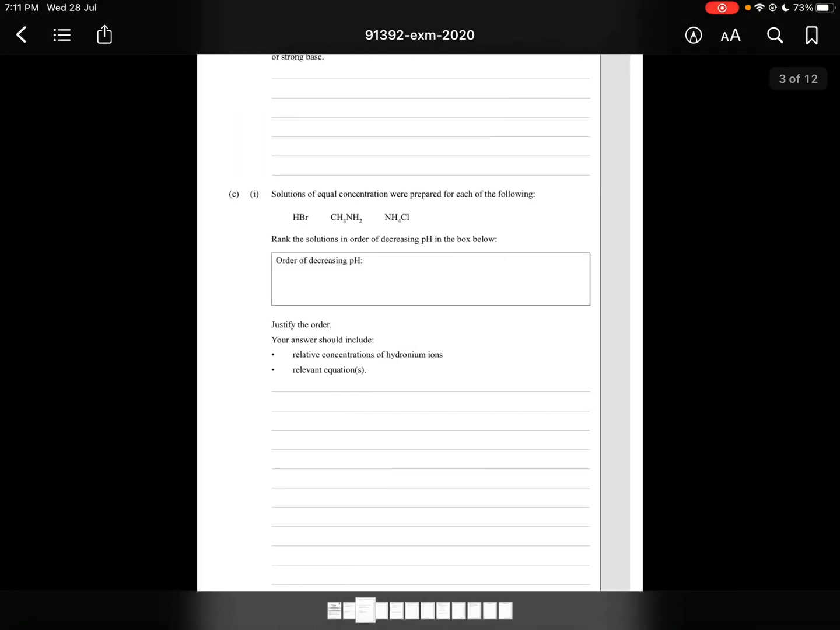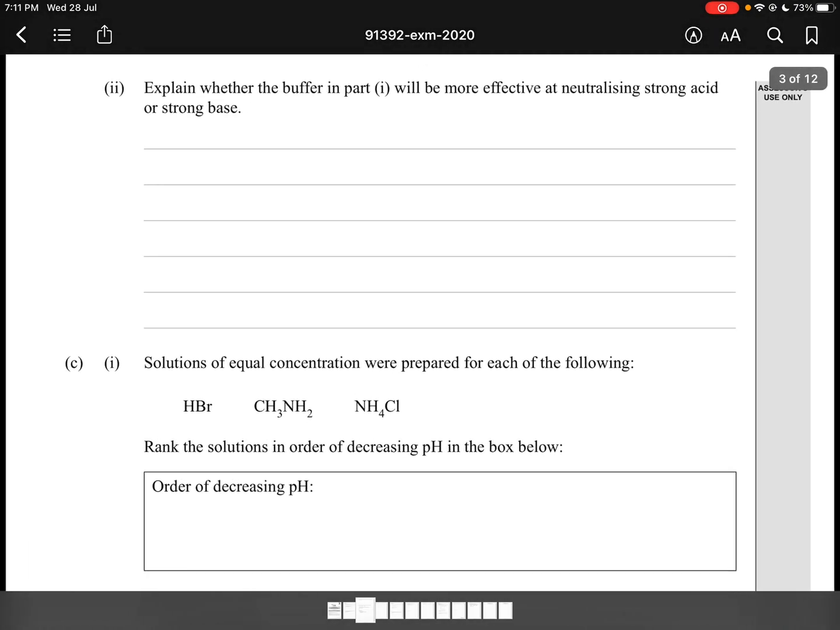All right, looking at question II. Explain whether the buffer in part I will be more effective at neutralizing strong acid or strong base. For these types of questions, the most effective buffer is obviously when the concentration of the acid is equal to the concentration of the base, because it has an equal ability to neutralize either the added acid or the added base, since there's equal amounts of the conjugate acid and the base in order to react with both the added acid and base.